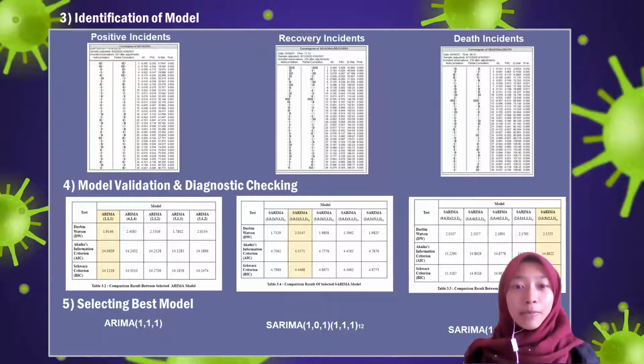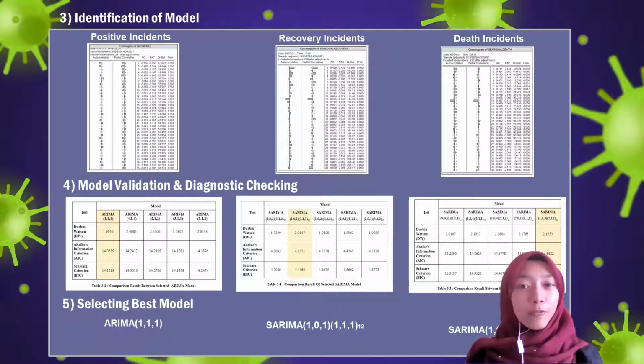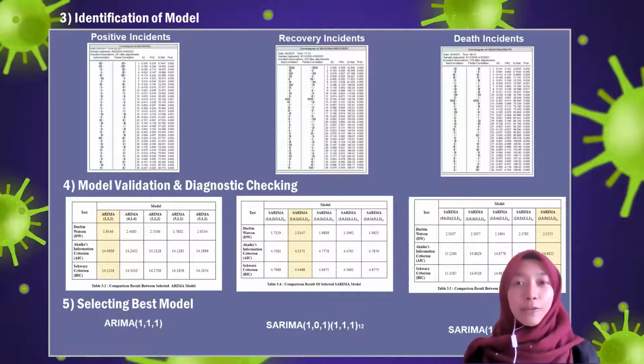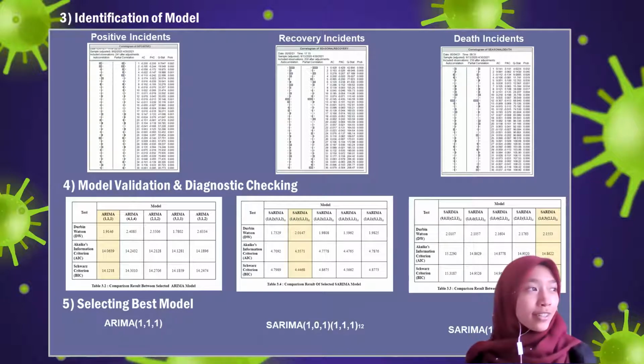Based on the table, the best fitted model for positive incident is ARIMA 111, and recovery is SARIMA 101, 111, and death is SARIMA 103, 211. After performing all these steps, we can forecast the data and get the result of forecasting the COVID-19 pandemic in Selangor for May, June, and July.